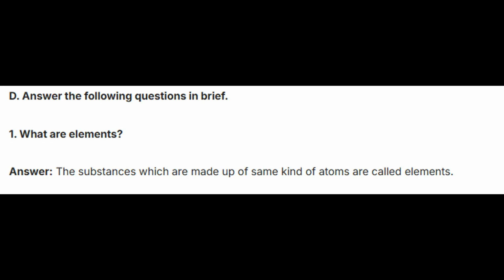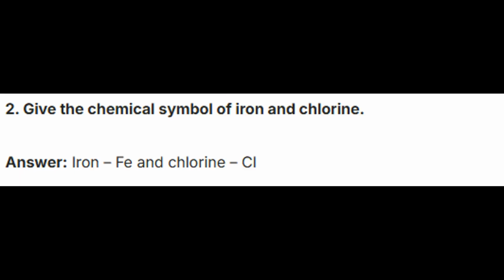D. Answer the following questions in brief. First, what are elements? Answer. The substances which are made up of same kind of atoms are called elements. Second, give the chemical symbol of iron and chlorine. Answer. Iron Fe and chlorine Cl.